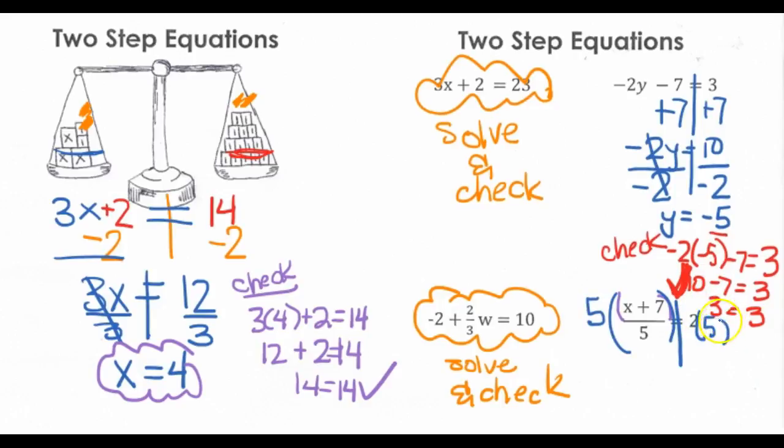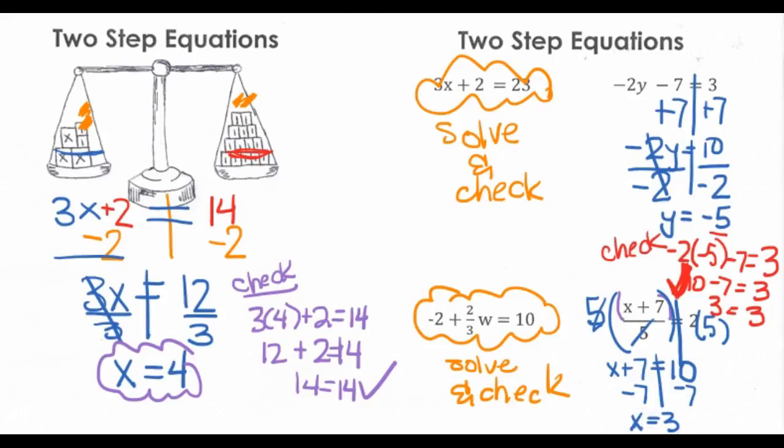Sorry, I kind of ran out of room here. So 5's cancel here. We're left on the left-hand side with x plus 7 equals 2 times 5 is 10. X plus 7 equals 10. We're going to subtract 7 on both sides, and this is going to be x equal to 3.